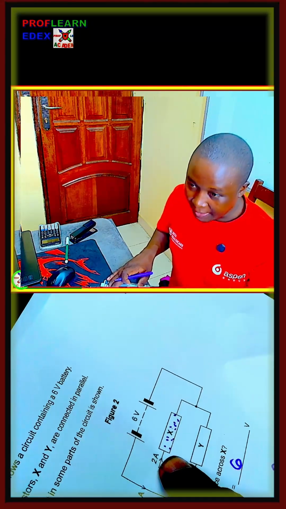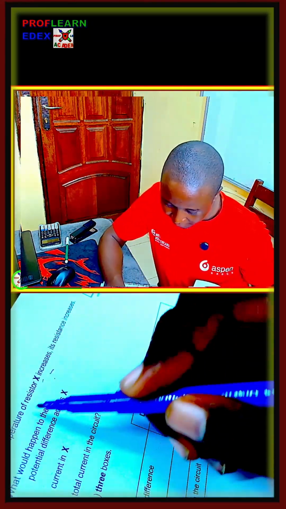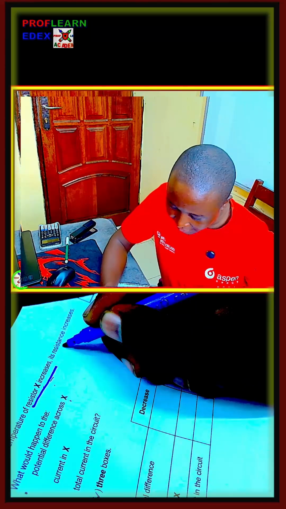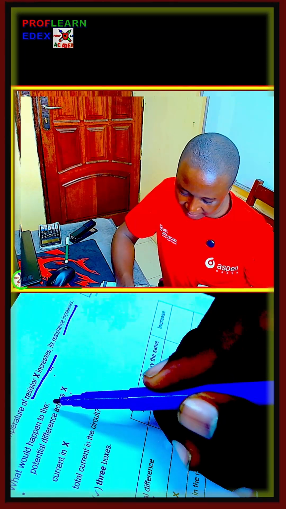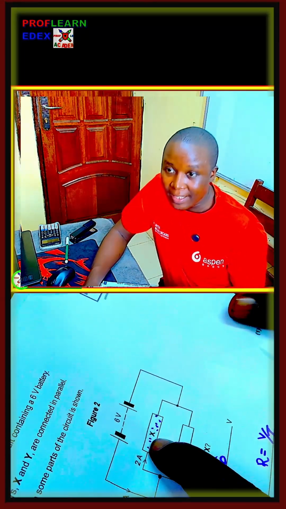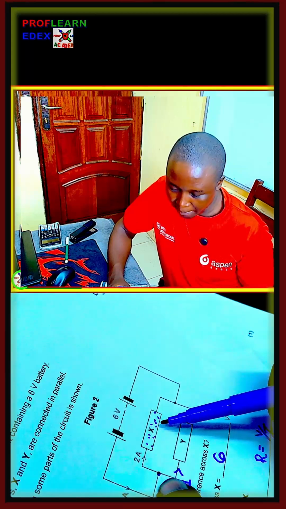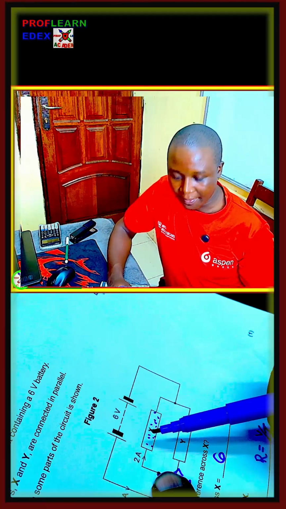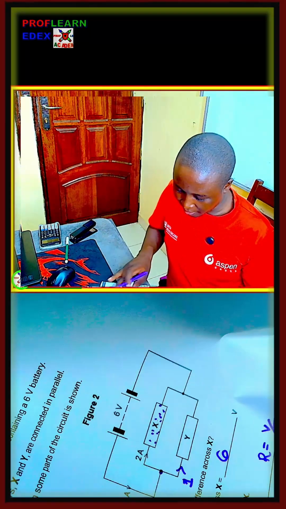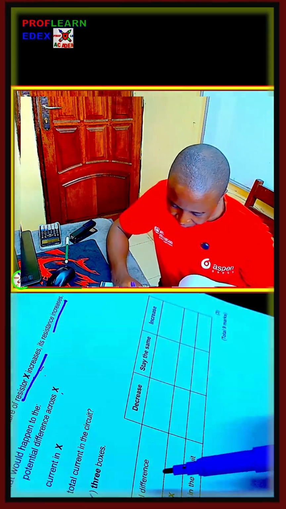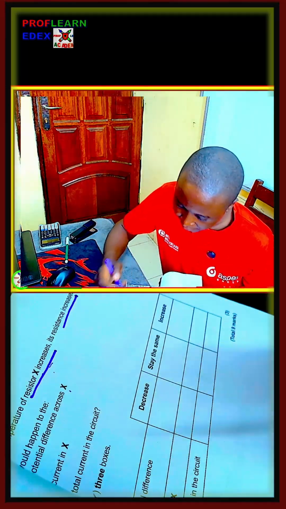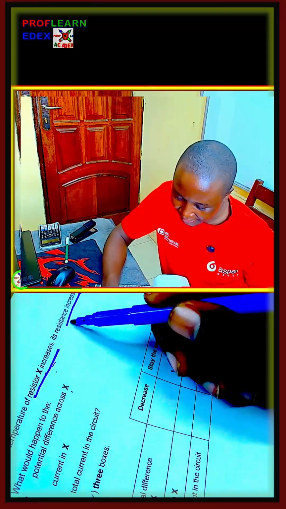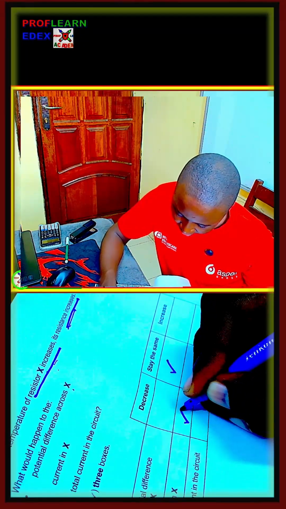In this circuit, we are told that when the temperature in X increases, resistance increases. What will happen to the circuit? Something you need to remember is that when resistance increases, the current will decrease. The potential difference of X, because this still remains in parallel, will remain the same, but since the resistance has increased, current is going to decrease.